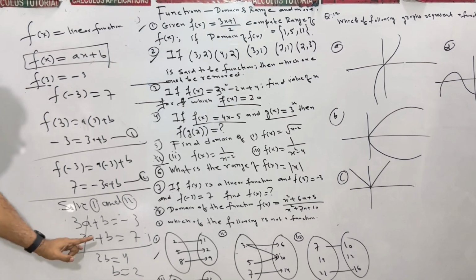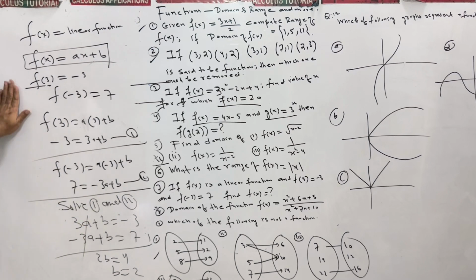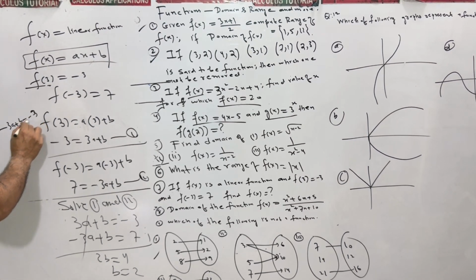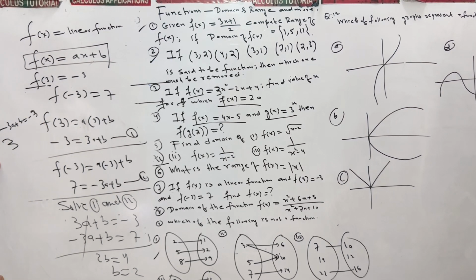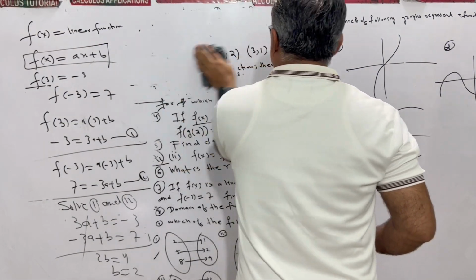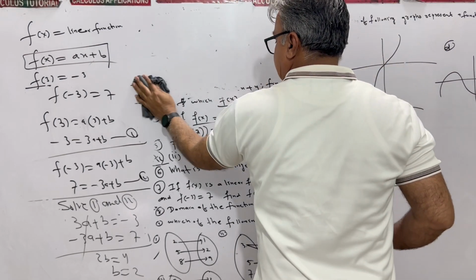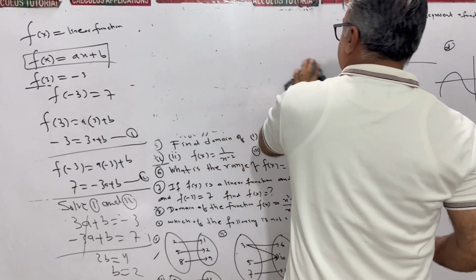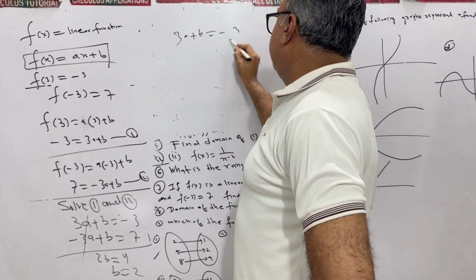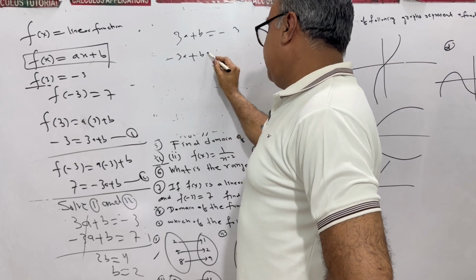Take the same equations, now subtract. I have minus 3a plus b is equal to minus 3. Okay, let me manage some space from here. I can manage. So we have equation 3a plus b is equal to minus 3, and second is minus 3a plus b is equal to 7.